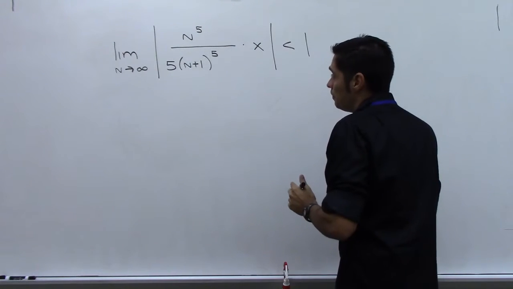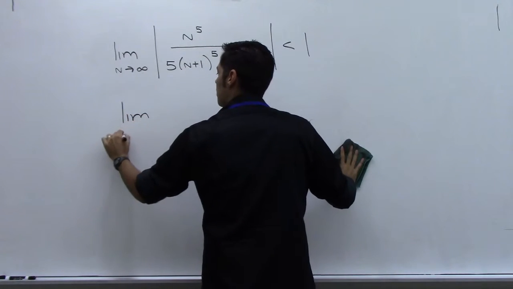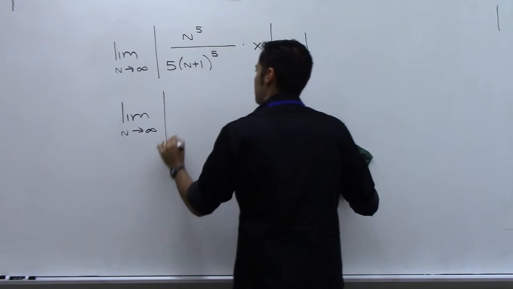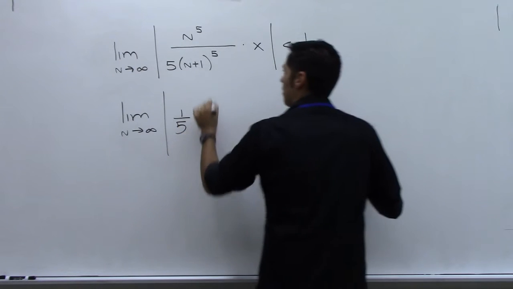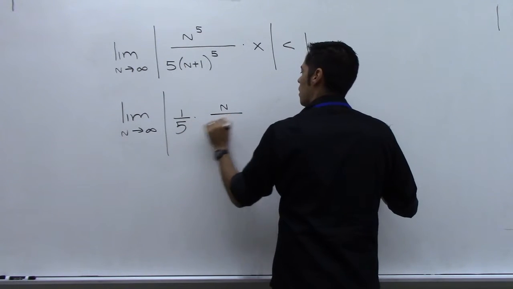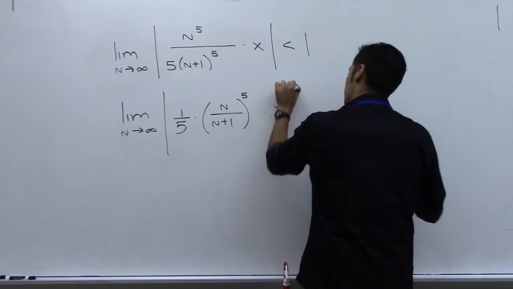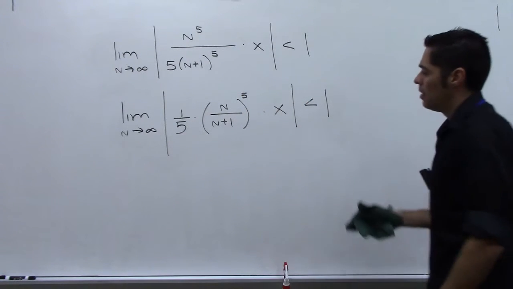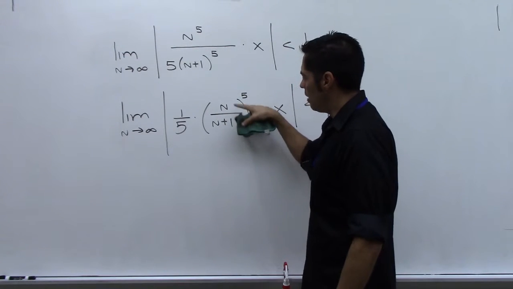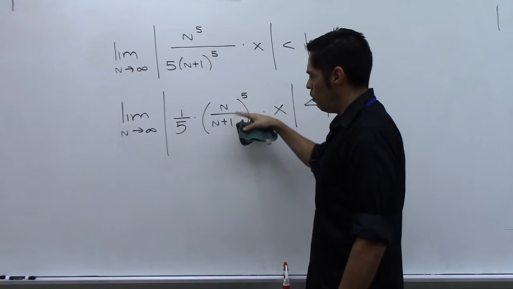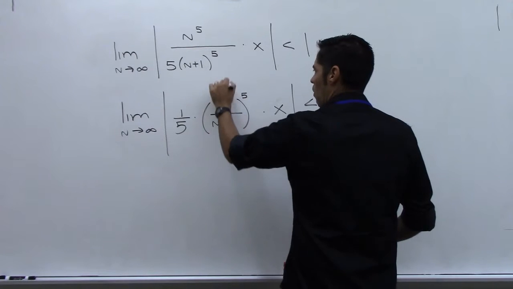One thing I can do, since these are both to the 5th power, I could rewrite this as, this is 5 on the bottom, so how about 1/5 times, and then since these are both to the 5th, n over n plus 1, both of those to the 5th, times x, absolute value, need that less than 1. And then now if n goes to infinity, and here you have infinity over infinity, you can do L'Hopital on just the inside. You get 1 over 1, that's 1, and 1 to the 5th power is still 1. So all of that's going to turn into a 1.